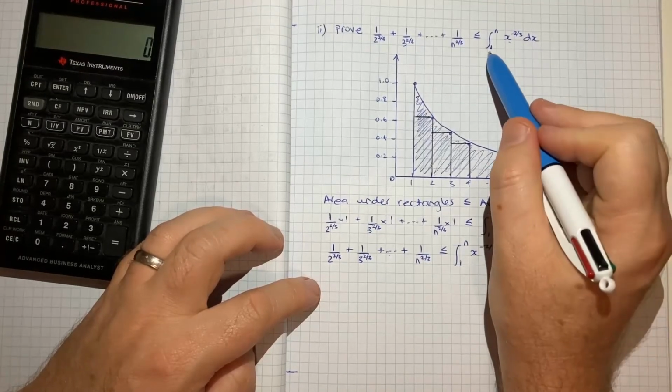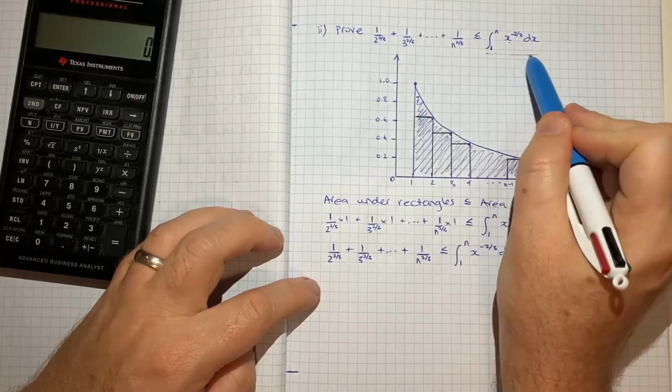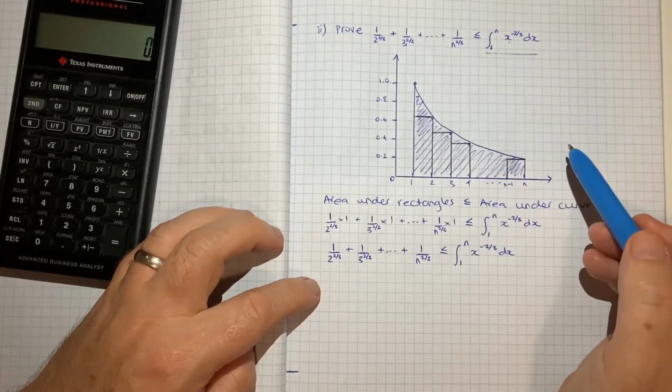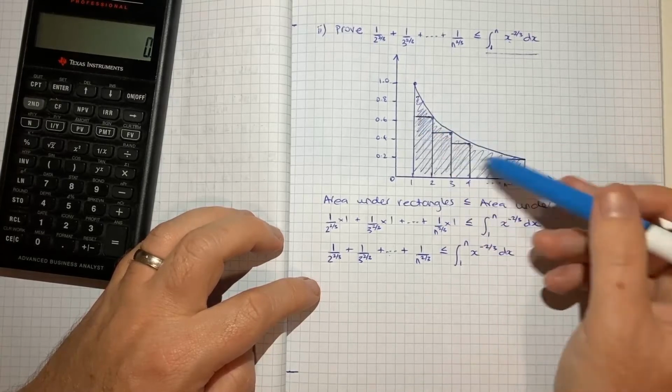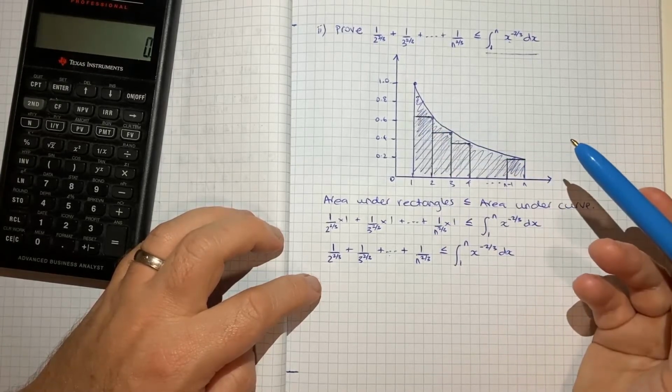For me, the light bulb moment came when I saw the integral in the inequality. That made me think, well, what is an integral? What's the definition? Area under the curve. That's going to help me.